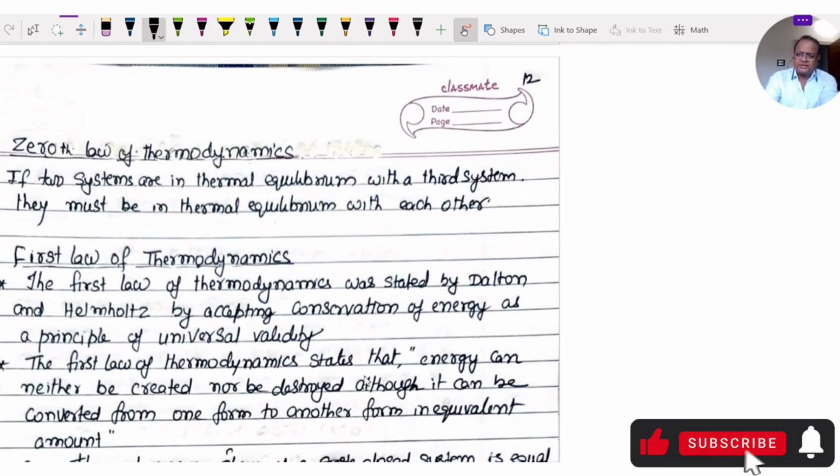Zeroth law of thermodynamics. If two systems A and B are in equilibrium with C, then A and B are also in equilibrium.